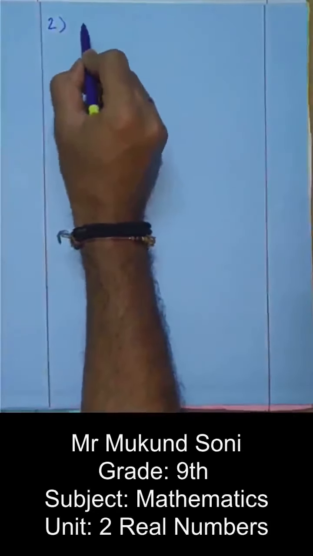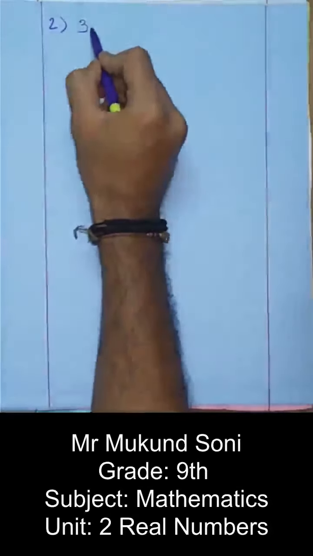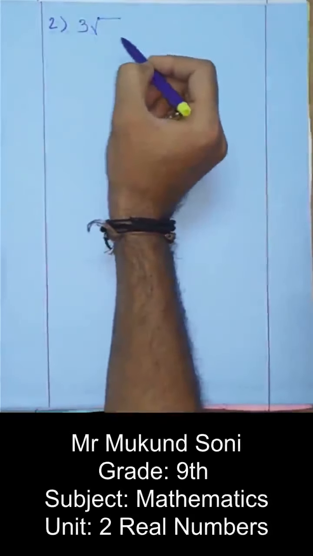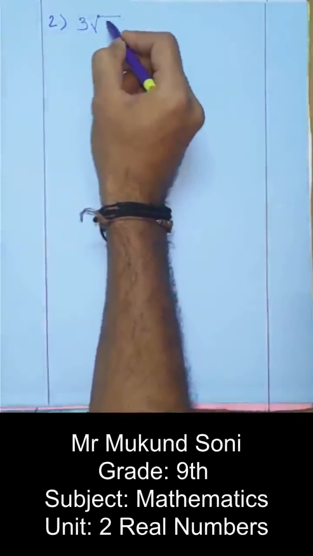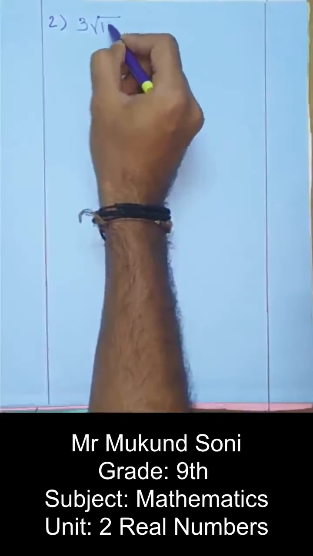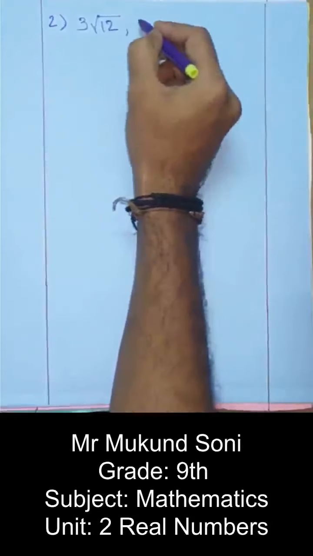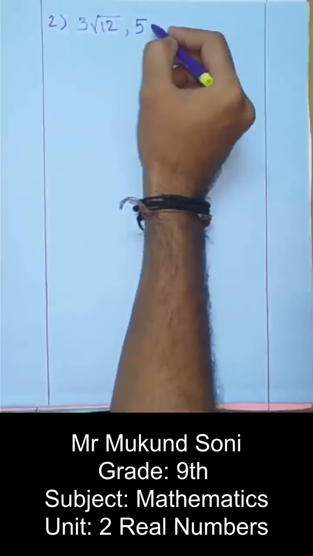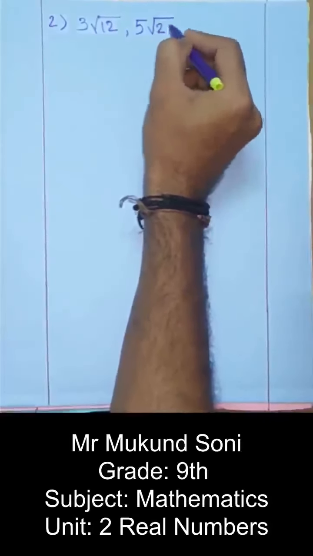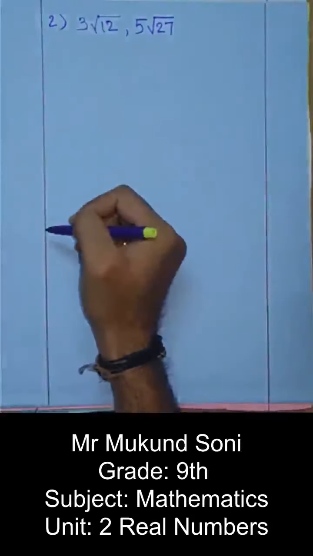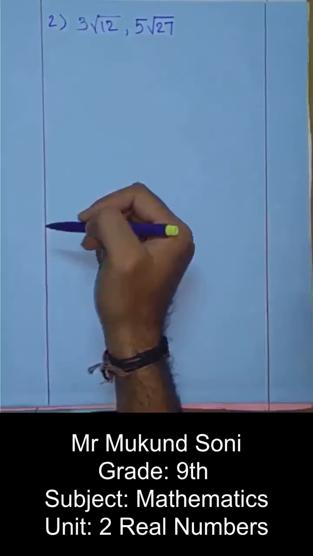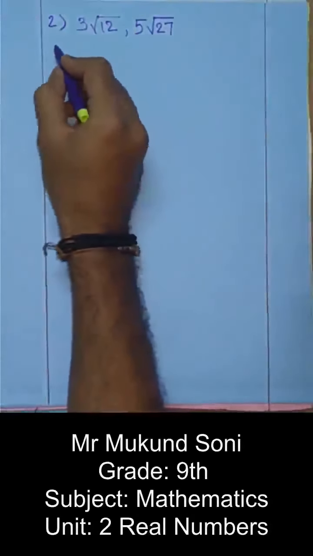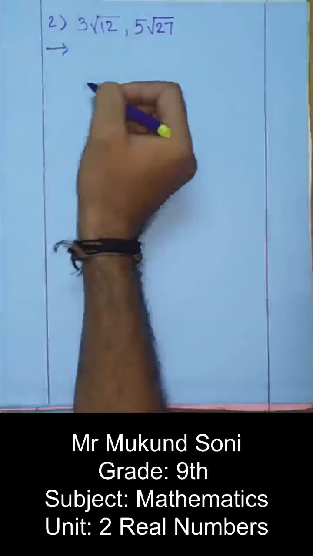Here, 3 root 9 or say 12, and 5 root 27. Are they like surds? Good answer, dears. Unless and until we simplify it, we cannot be sure.